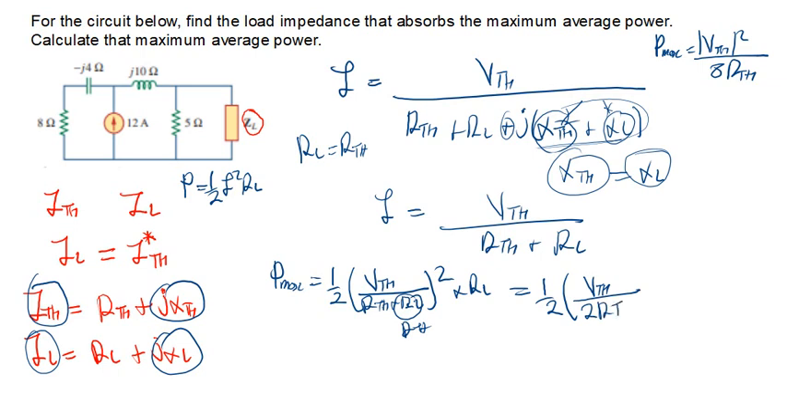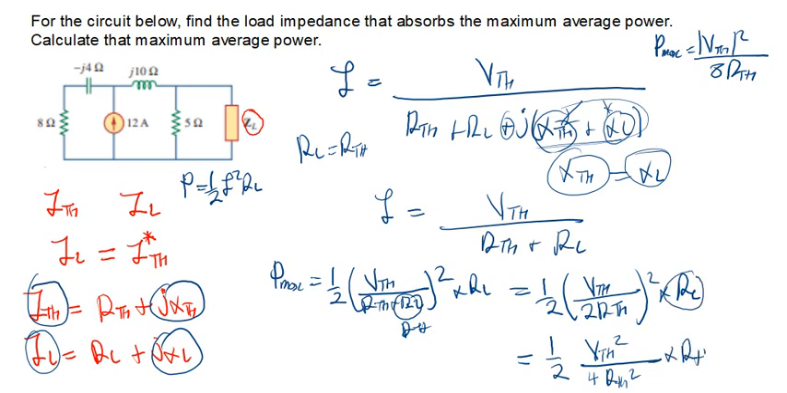So this is going to be 1 over 2 times V Thevenin divided by, substituting R Thevenin there, 2 R Thevenin, squared, multiplied by the load resistance there. Let's break this down. This will be 1 over 2 times V Thevenin squared divided by 4 R Thevenin squared, times this part again, which we can still make R Thevenin because of what we talked about. Overall, the whole idea is about maximizing the power that we are supposed to get.